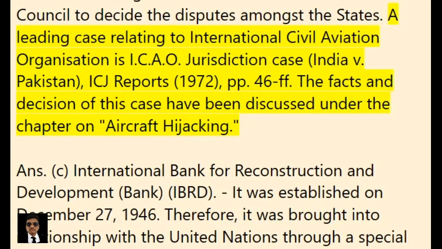A leading case relating to the International Civil Aviation Organization is the ICAO jurisdiction case, India v. Pakistan, ICJ Reports, 1972, pp. 46 ff. The facts and decision of this case have been discussed under the chapter on aircraft hijacking.